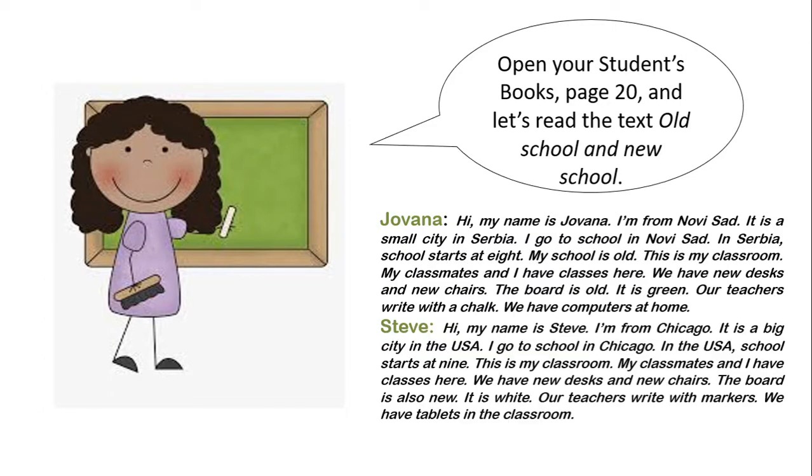Jovana says, Hi, my name is Jovana. I'm from Novi Sad. It is a small city in Serbia. I go to school in Novi Sad. In Serbia, school starts at 8. My school is old. This is my classroom. My classmates and I have classes here. We have new desks and new chairs. The board is old. It is green. Our teachers write with a chalk. We have computers at home.